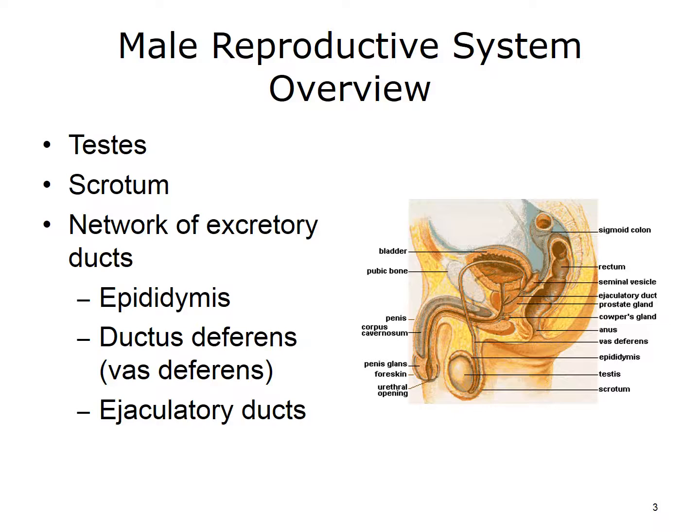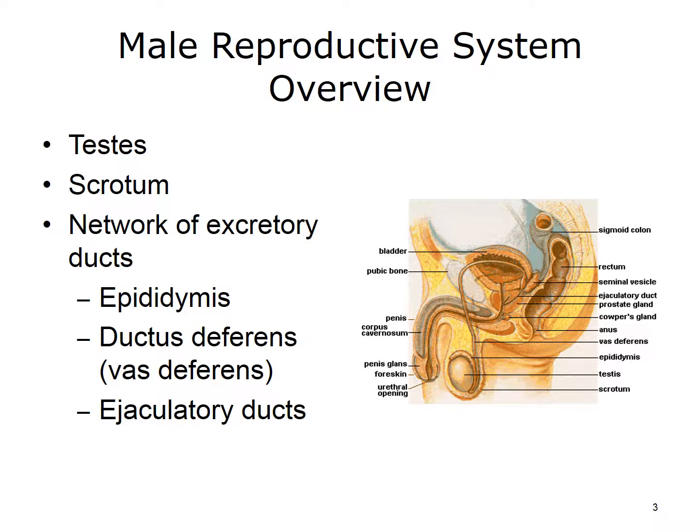Our study of the male reproductive system begins with a review of male anatomy. The male reproductive system produces the male hormone testosterone. It also produces sperm for copulation. The testes are two egg-shaped organs inside the scrotum, the loose sac of skin located behind the penis.